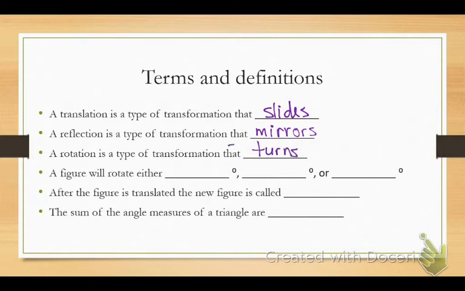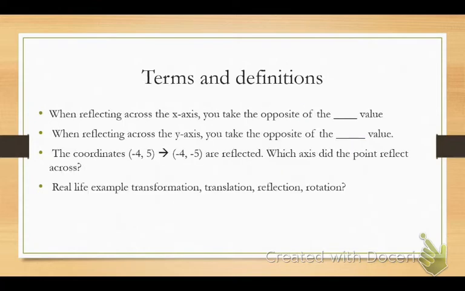And Caleb, what are my 3 degrees of rotation? 90, 180, and 270. Very good. Okay, and then Joel, what's the new figure called? Image, very good. All right, and coming back up here to the first group, Hadley, what's the sum of the angle measures of a triangle? 180, very good. Okay, next slide.